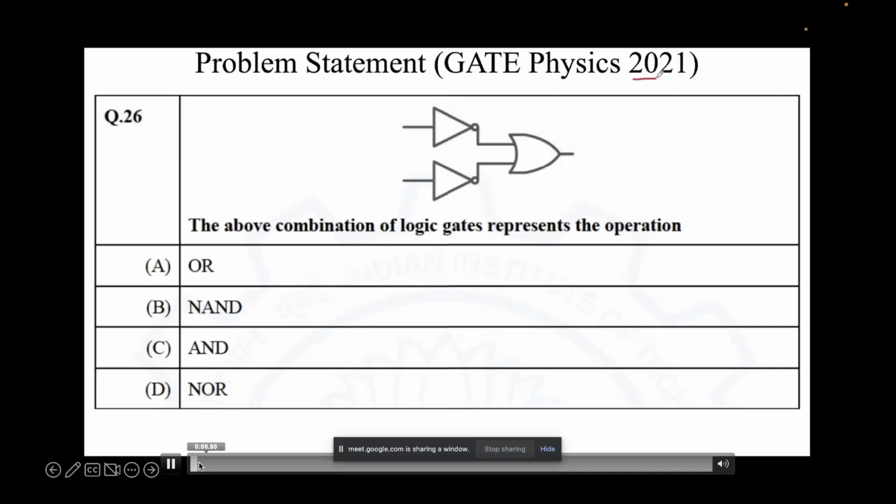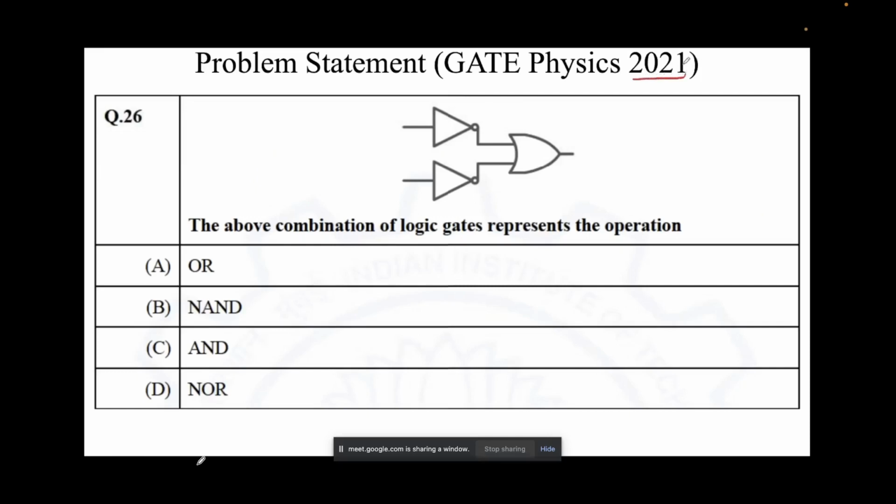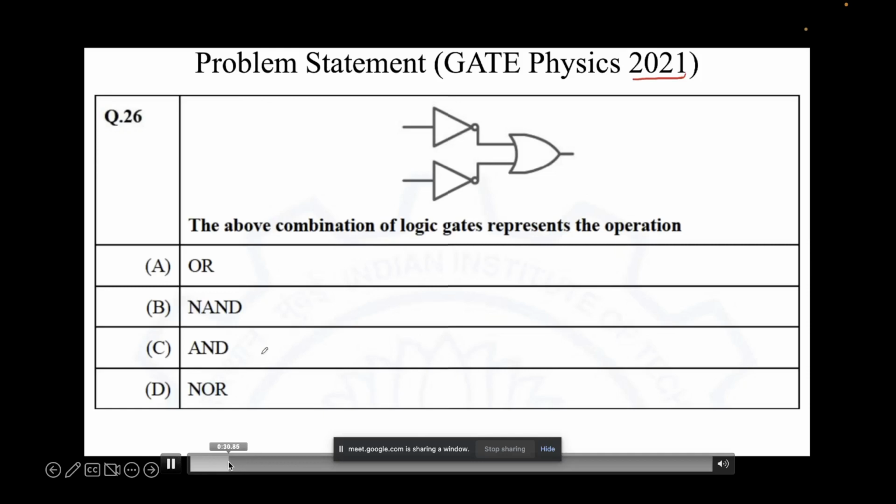The problem statement from GATE Physics 2021 reads as follows. The above combination of logic gates represents the operation. We have been given a circuit which is using three logic gates, and we are required to find what does the output represent. The four options are OR gate, AND gate, NAND gate, or NOR gate. This is a multiple choice question with only one correct option, and we need to find the correct option.